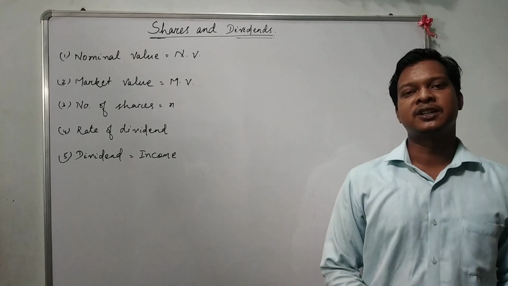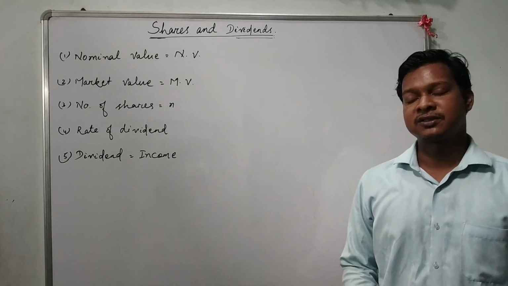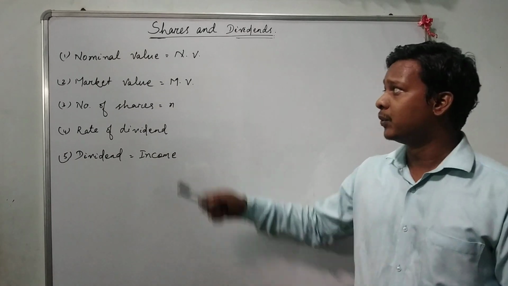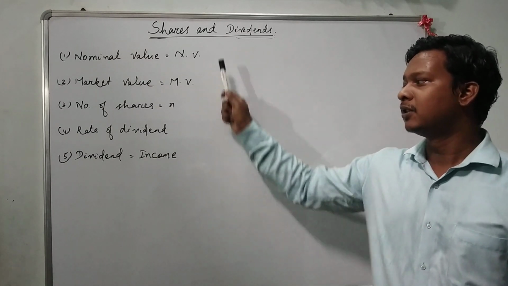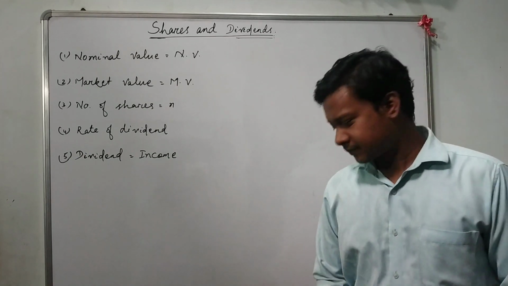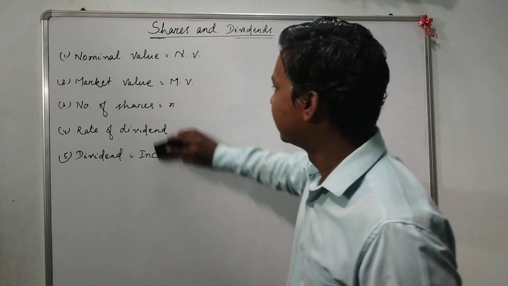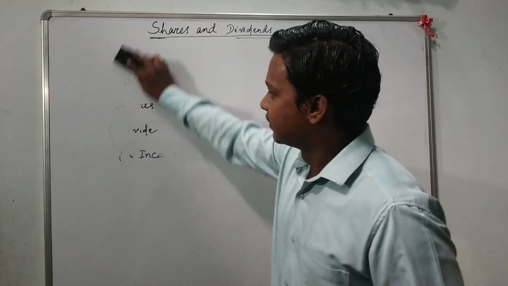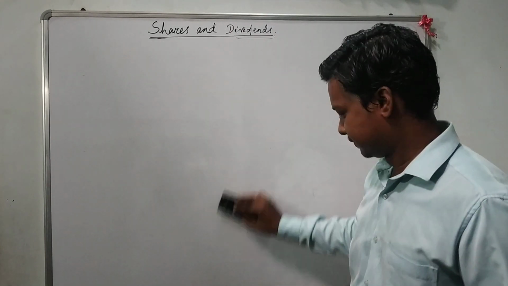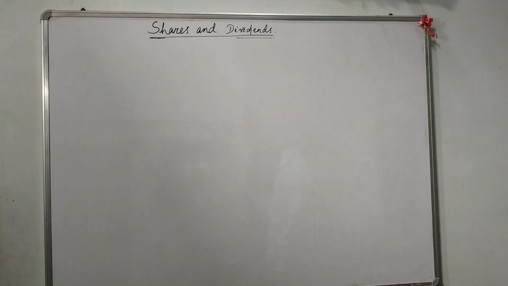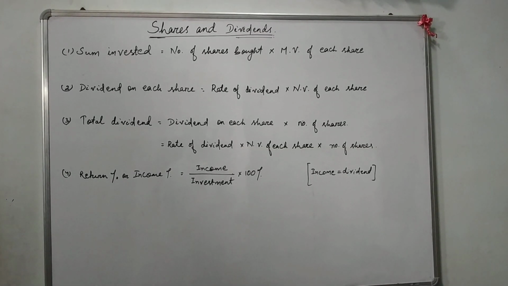So from these points, now let us see the different formulas to find out the dividend, to find out the sum invested, or to find out the number of shares. We will know the mathematical relationship between all these 5 points. So now let us see some of the few important formulas which will be required to find out the total dividend or sum invested in shares and dividends.